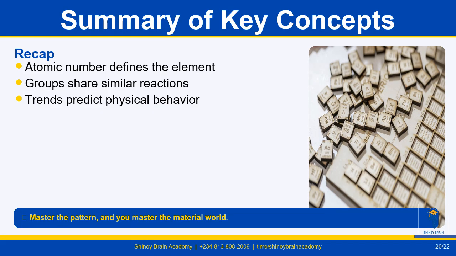Let's do a quick recap to lock in what we have learned. The atomic number is your key, acting as the DNA of the atom. Vertical groups are your secret code for predicting behavior. Trends like atomic radius and electronegativity tell you how elements interact. And finally, the wide diversity of metals, nonmetals, and metalloids provides the diverse materials that make up our universe, our technology, and our own bodies.